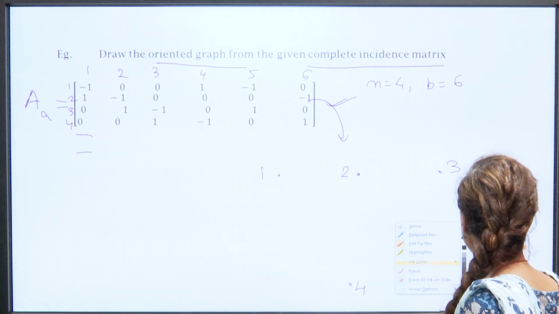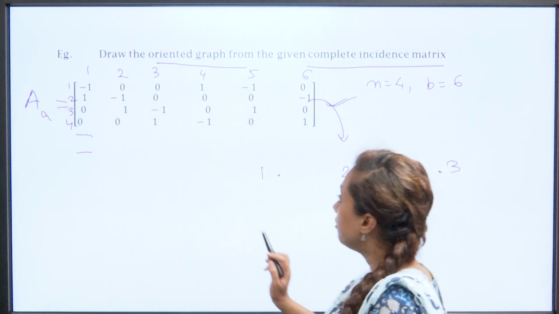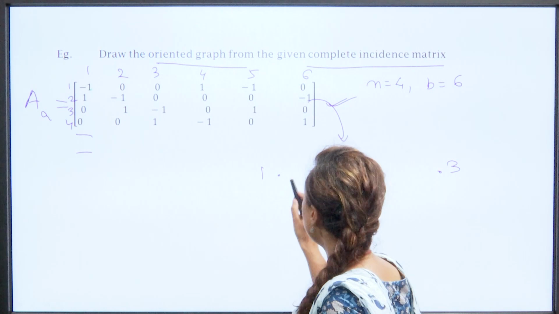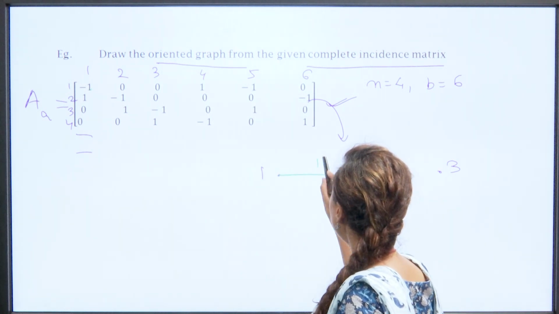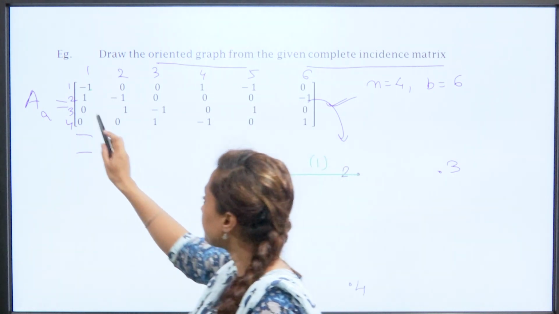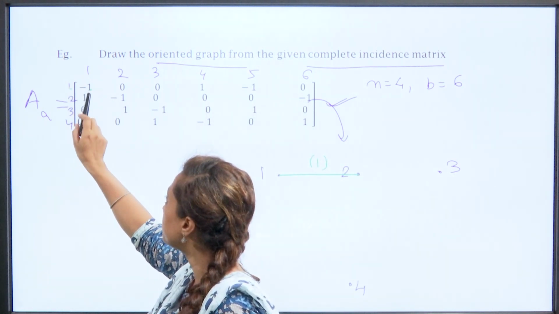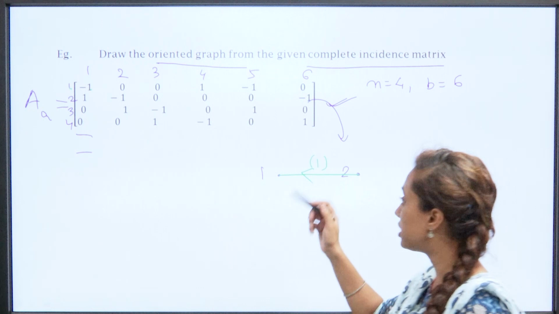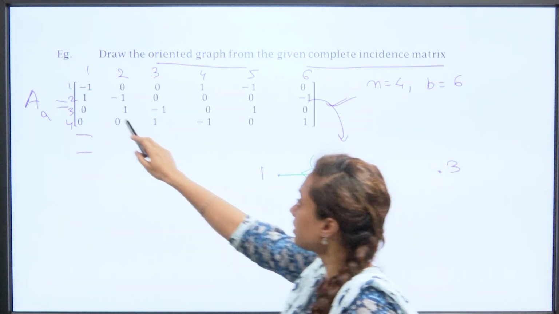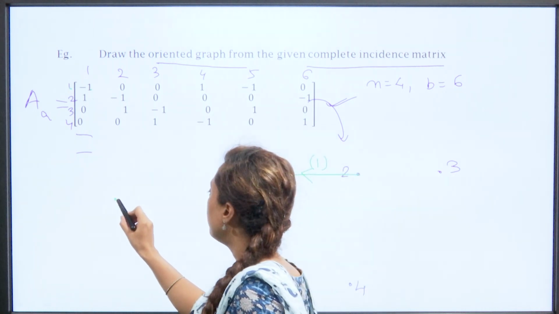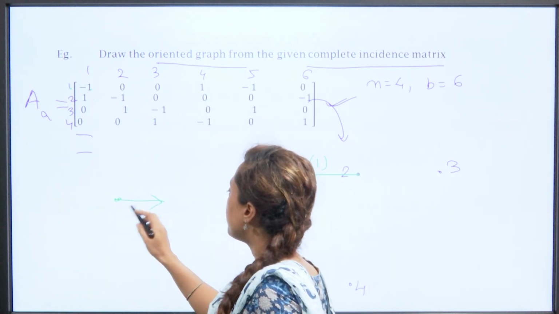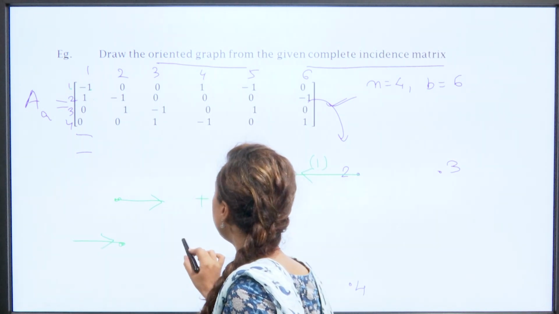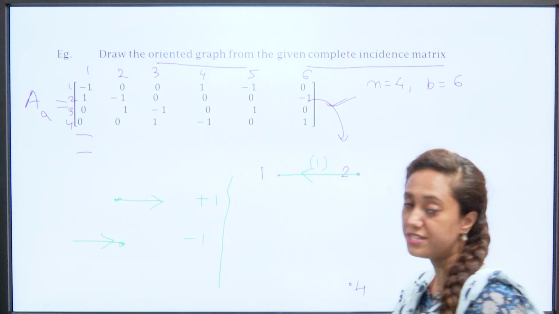Now we will see this first branch is in between 1 and 2. It means that branch number 1 is in between 1 and 2. This is branch number 1. Now, for the orientation, for the first node it is minus 1. It means that for the first node it is moving inward, right. That is why it is minus 1. For the second node it is plus 1, meaning it is outgoing. As we have seen the convention, if a branch is going outward, then it is plus 1. If a branch is moving towards the node, it is minus 1. This is the convention we have followed for making the incidence matrix.